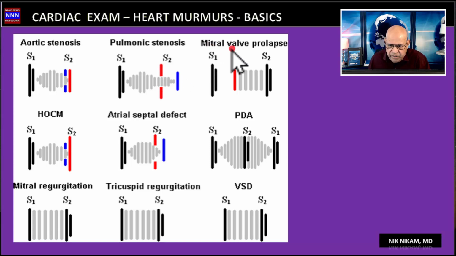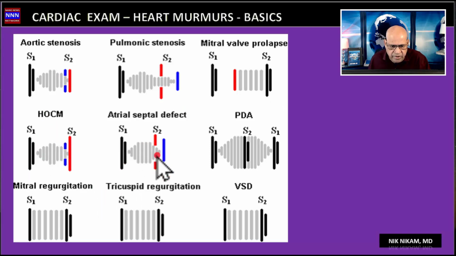And of course, the mitral valve prolapse is not pansystolic because in the initial phases, the mitral valve closes normally. Then we have a click, a mitral click, followed by a pansystolic murmur after that because of the incompetency of the valve. And HOCM is very similar to aortic stenosis. It has a crescendo, decrescendo murmur.